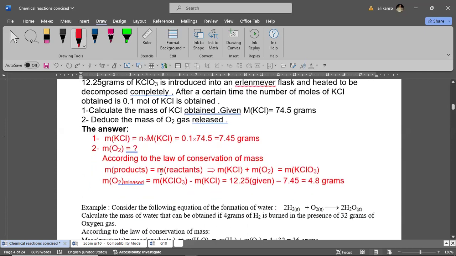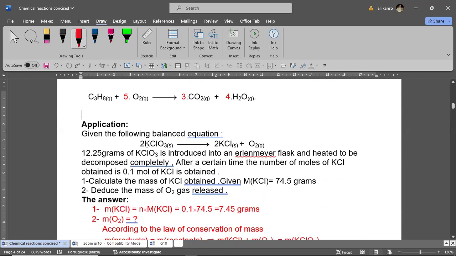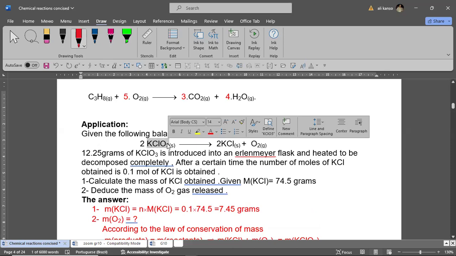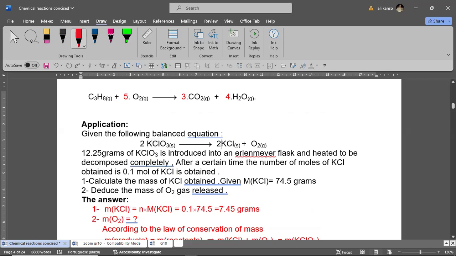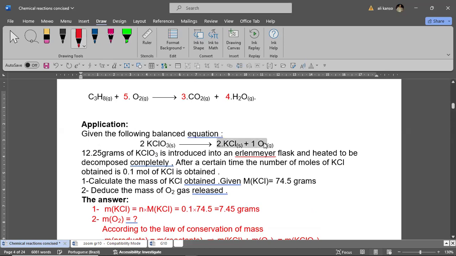Let us take another equation. Before starting balancing, let us apply the law of conservation of mass. Given the following balanced equation, we have 2 times KClO3. This is the coefficient, the stoichiometric coefficient, and this is the formula unit. Here the coefficient is 2, multiplied by KCl, where the coefficient is 1. The mass of this side must be equal to the total mass of this side.